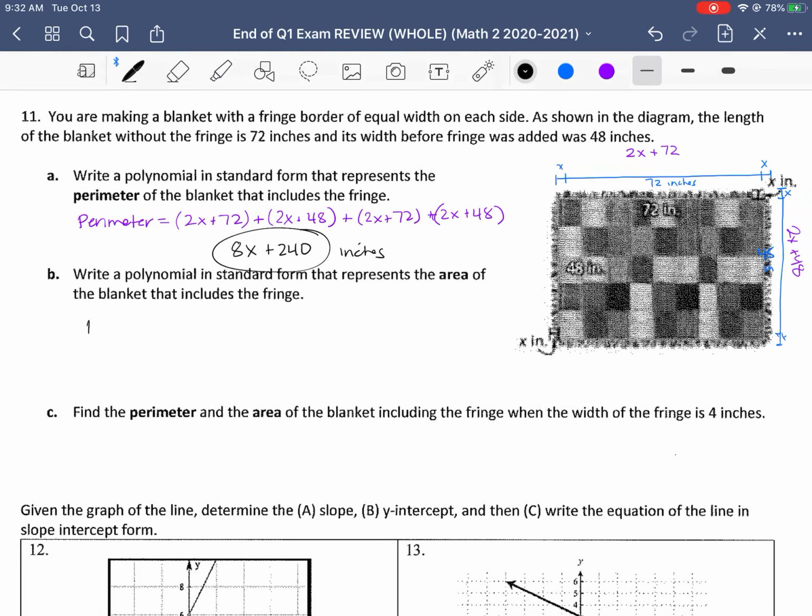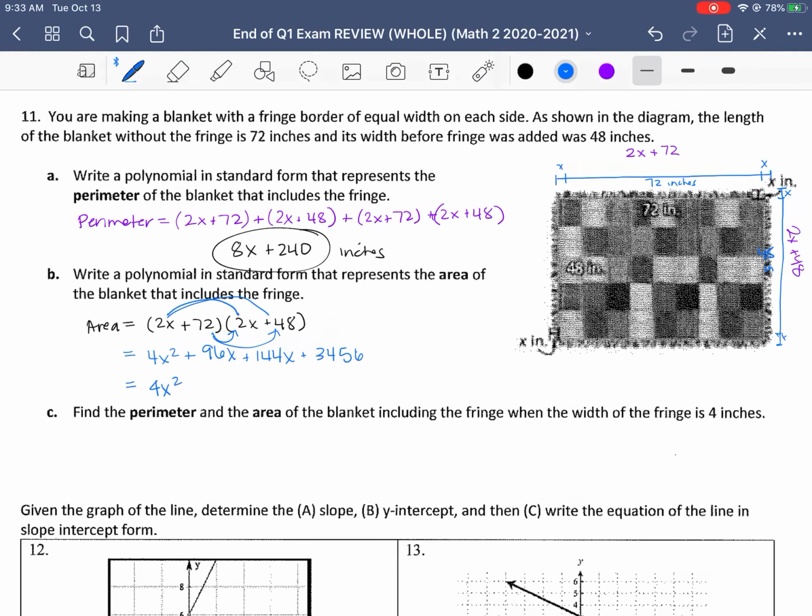Okay. From there, part B is asking us to find area. Area is length times width. So my length we knew was 2x plus 72 multiplied by the width of 2x plus 48. That's a multiplication problem, so we just FOIL that. 2x times 2x is 4x squared. 2x times 48 is going to give us 96x. 72 times 2x is 144x. And 72 times 48 is 3,456.